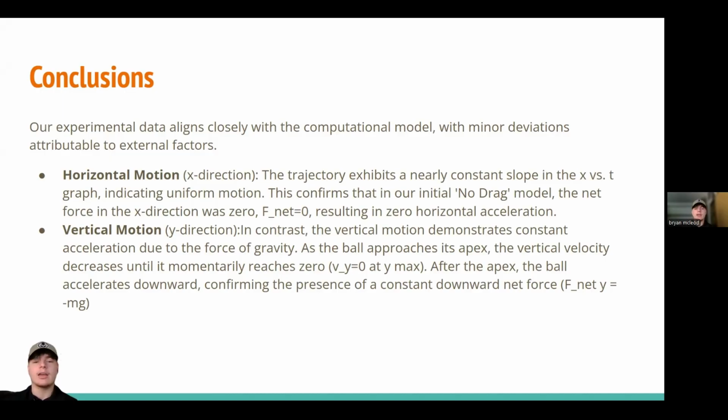Vertical motion. In contrast, the vertical motion demonstrates constant acceleration due to the force of gravity. As the ball approaches its apex, the vertical velocity decreases until it momentarily reaches 0, v of y equal to 0, at y max, the highest height we get, which is our apex. So after the apex, the ball accelerates downwards, confirming the presence of a constant downward net force.